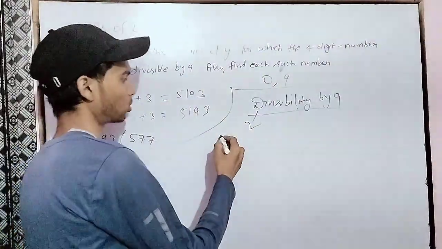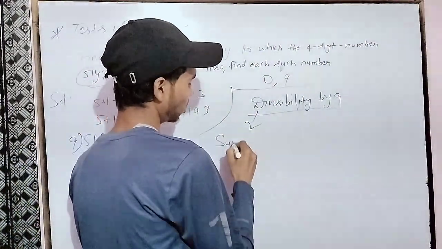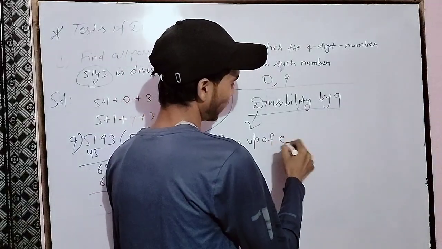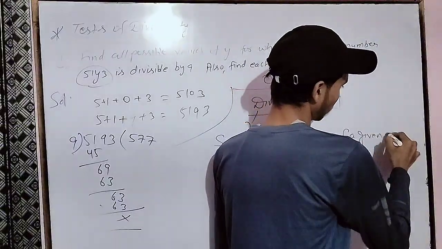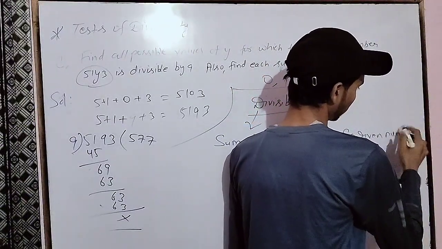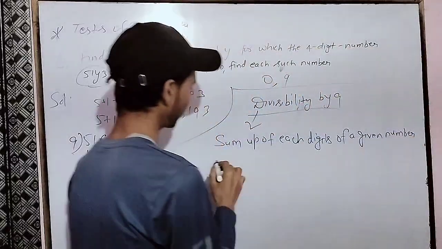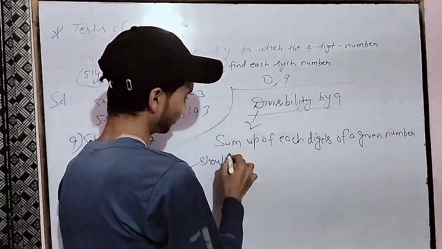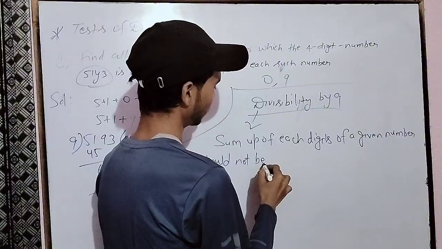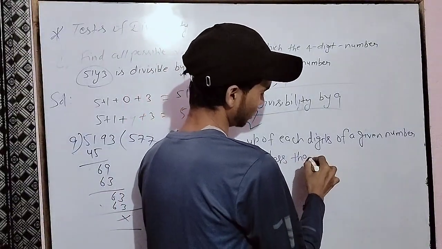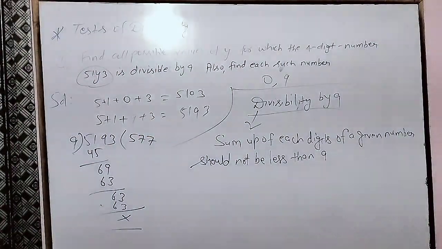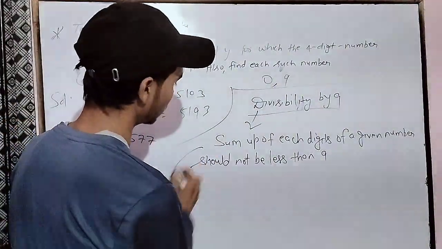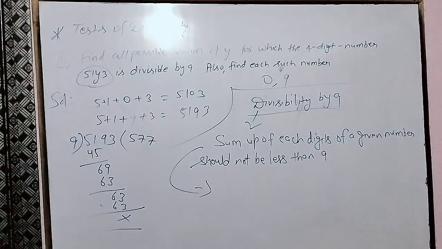Clear? So the sum of the digits of a given number should not be less than 9. That's it. This is just a warning. This is the condition for 9 divisibility.